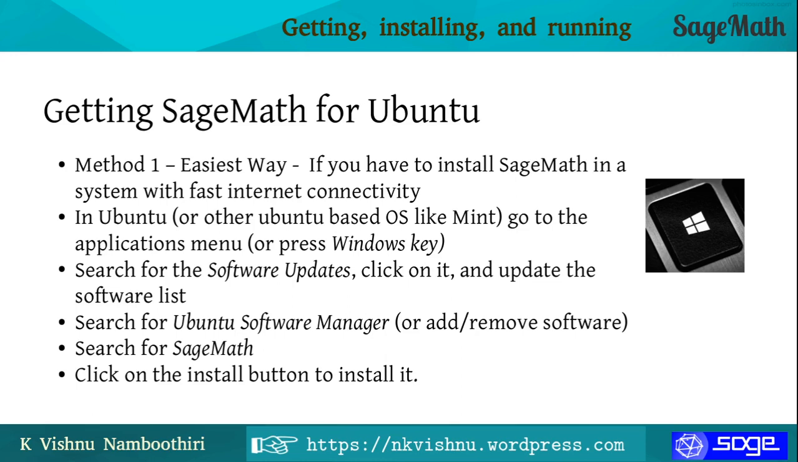If you have an Ubuntu system which has a very good internet connectivity, you can go to the applications menu, then go to the software updates for updating the list of software available. Then after that, go to the applications menu once again and go to Ubuntu Software Manager, search for SageMath, click on the install button and install it, and that's quite easy. But all these things will happen only if you have a very good internet connectivity. So we are going to see how to do this in the Ubuntu system.